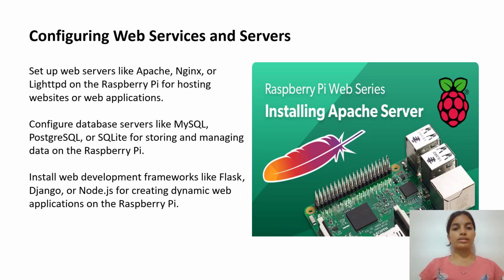Configuring web services and applications. Set up web servers like Apache or Lighttpd on the Raspberry Pi for hosting websites or web applications. Configure database servers like MySQL or SQLite for storing and managing data on the Raspberry Pi. Install web development frameworks like Flask, Django, or Node.js for creating dynamic web applications on the Raspberry Pi.